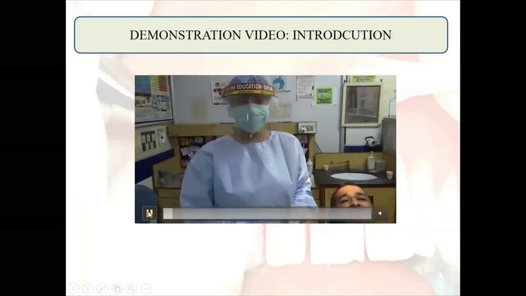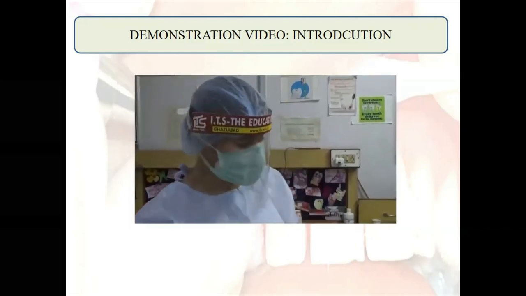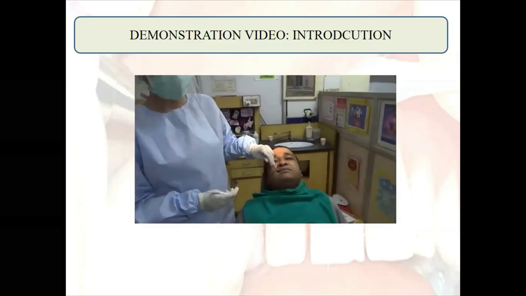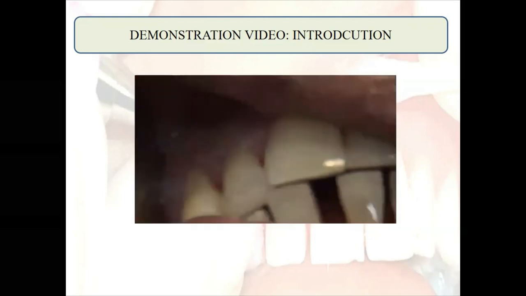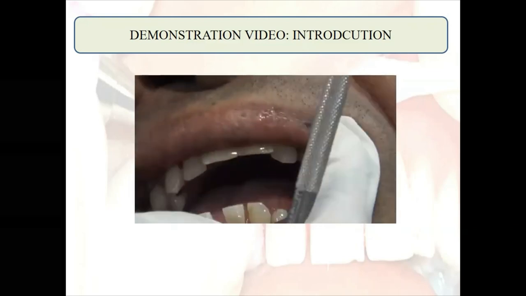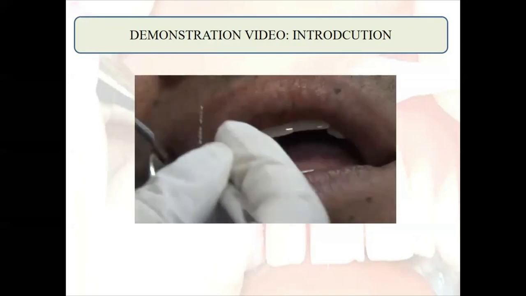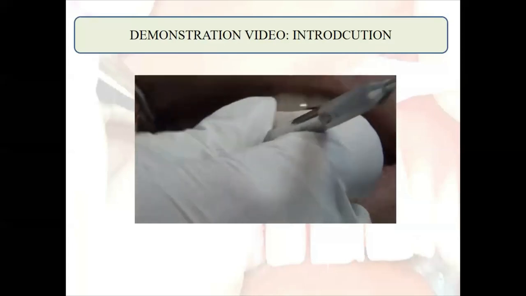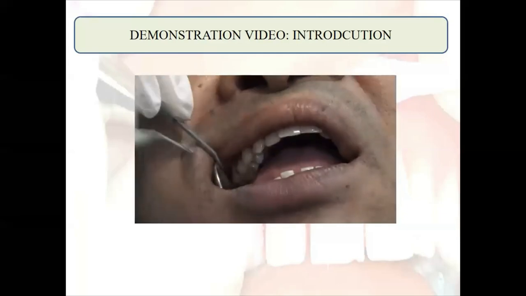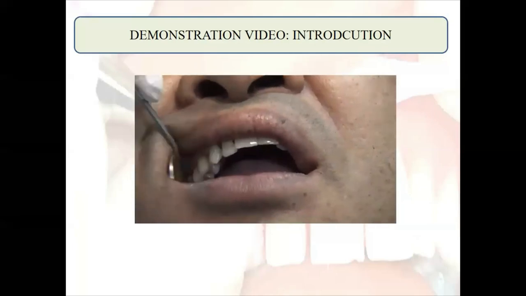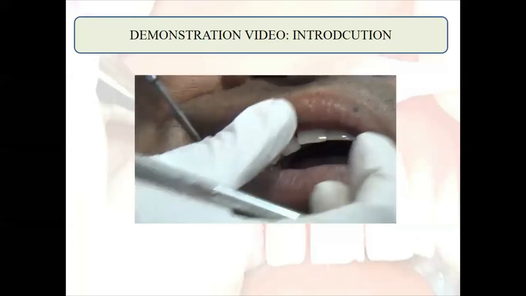So this is basically a live case demonstration which we have done in our department. It was done, I think, in the month of last May, and this patient was a 49-year-old male. He reported to our department with the chief complaint of gingival swelling and food lodgement. Scaling and root planing has been done, two sessions of scaling followed by one session of root planing. Before starting the curettage procedure, we check that no calculus and debris is present in the area where we are planning to do gingival curettage.